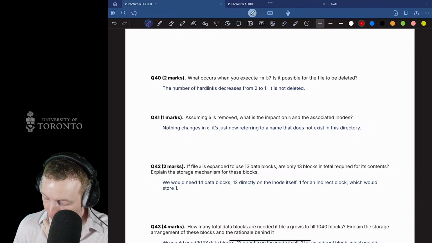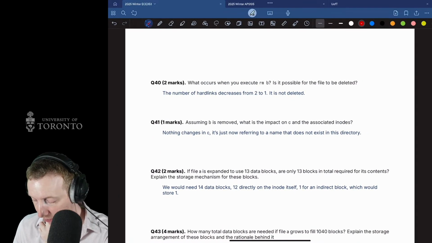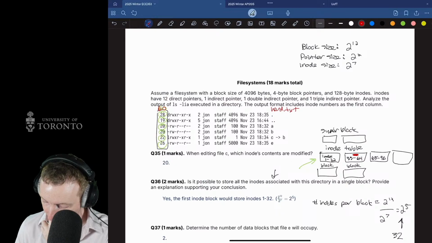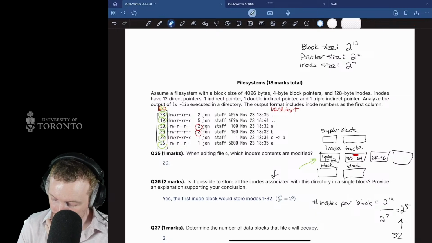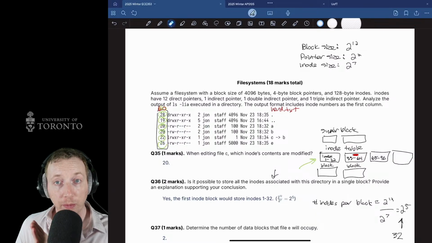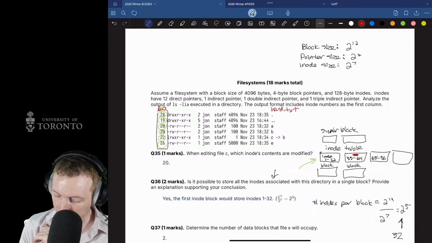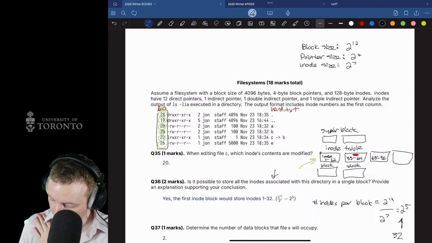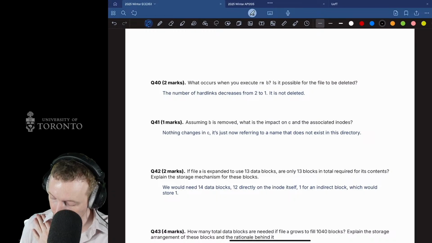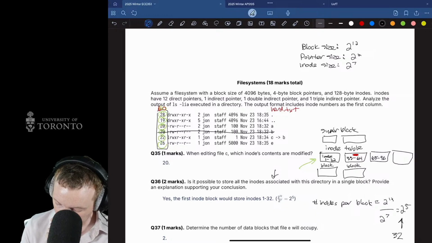So it says, what happens when you execute rm B? Is it possible for the file to be actually deleted? So in this case, no, right? There's 2 links to inode 20. So if we rm something, that just removes the entry in the directory and decreases the number of links by 1. Doesn't actually remove anything aside from the entry in the directory in general. So if we rm'd B, then inode 20 isn't deleted. We just got rid of this entry. So our number of links would just go from 2 to 1.